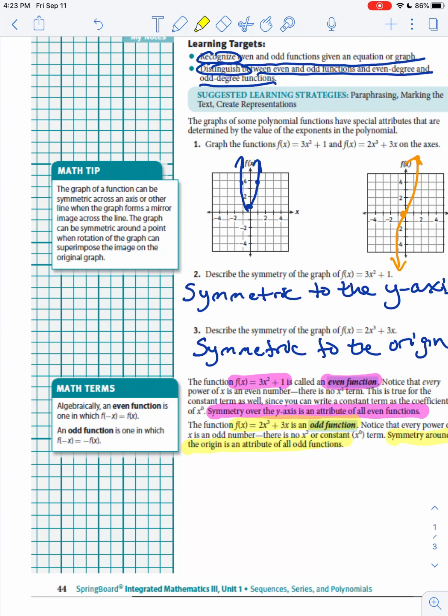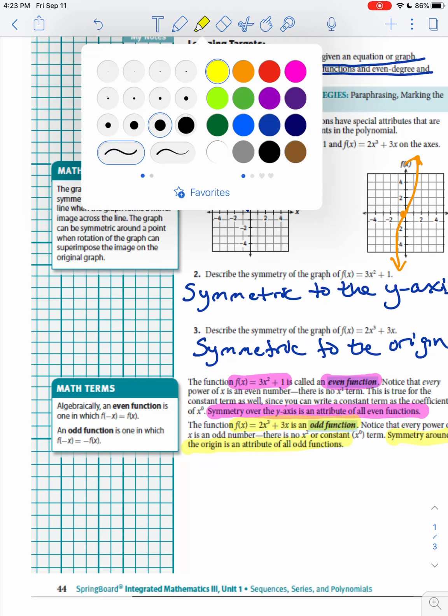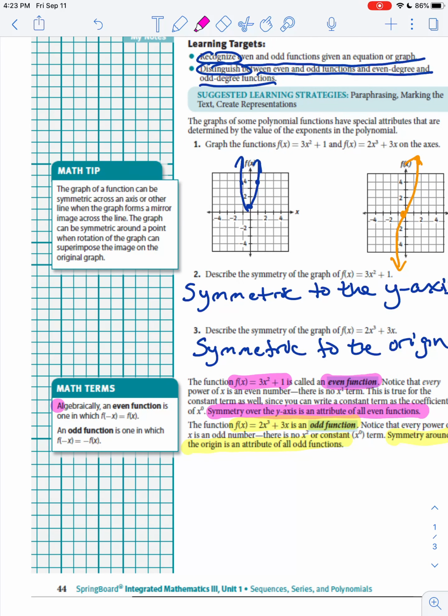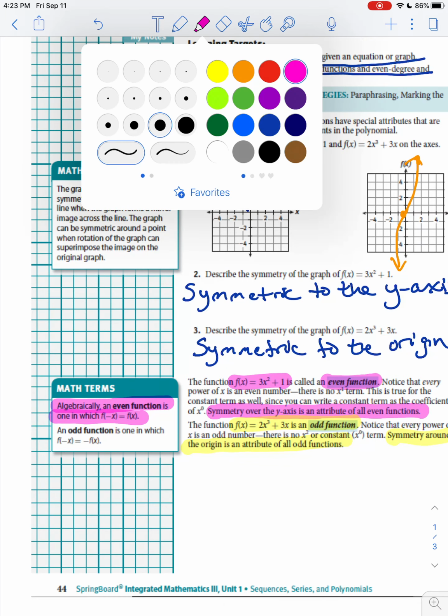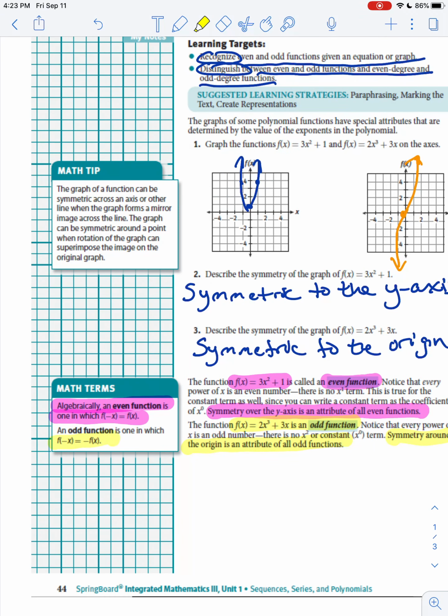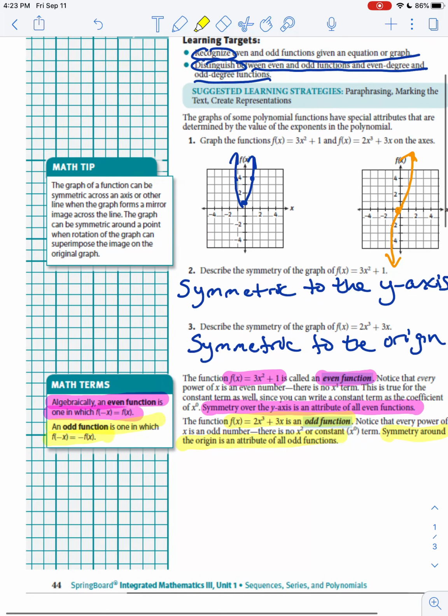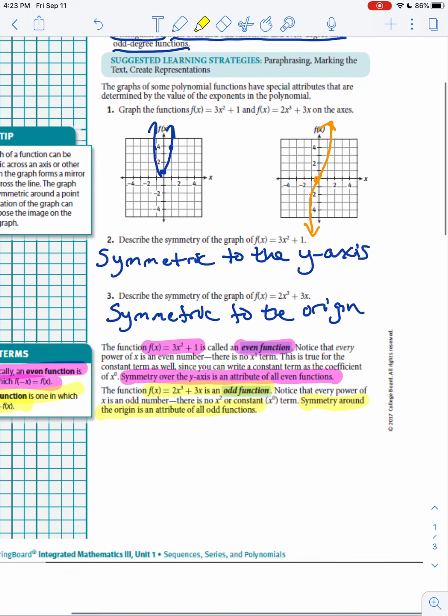Okay, now another way to look at even and odd is algebraically. So algebraically, you will see that an even function is one in which f of negative x produces f of x. So when you plug in a negative to an even power, it always comes back out to be positive. So the function doesn't change if you plug in a negative x, whereas in an odd function, it will always change. So an odd function is one in which f of negative x becomes negative f of x.